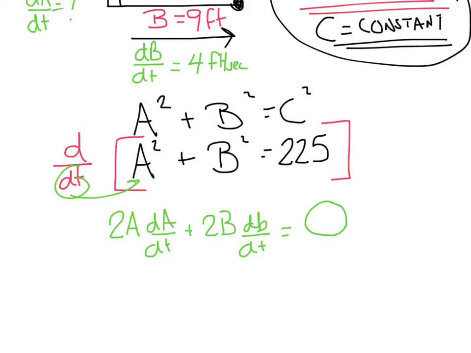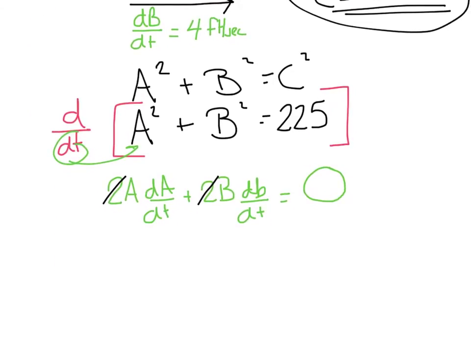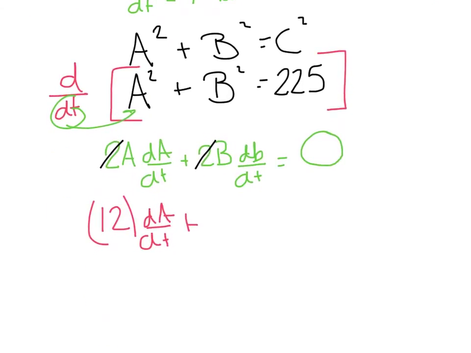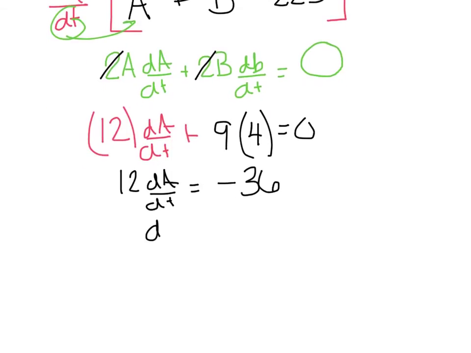Now we'll just plug in everybody we know. So I'm going to have to scroll up here. I can kill those 2's, they both are divisible by 2. It's like dividing it out. Let's see, side A was 12, and I'm finding dA dt. Side B was 9, and dB dt was 4. So I get 12 dA dt. I'm going to subtract that over, equals negative 36. Lastly, divide both sides, and I get negative 3.